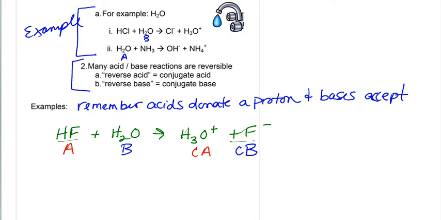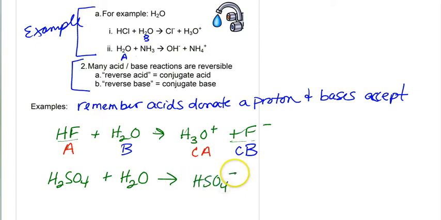Let's do one more. How about H2SO4 and water, yielding HSO4 minus ion and hydronium ion.